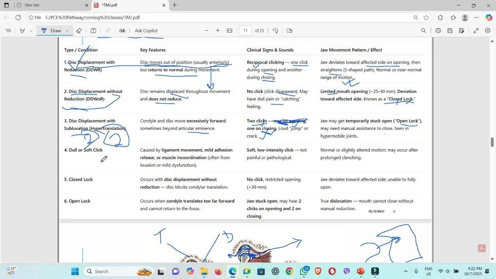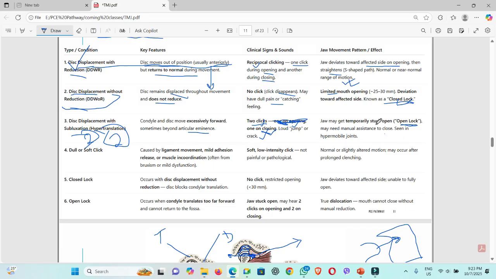Yes, Anshuman. Why open lock? Because we are hearing two clicks again, so it is getting back to its original position. Then why are we saying open lock? The jaw may get temporarily stuck open. If it remains stuck open, then we'll call it open lock. The mouth remains open. Here the mouth was remaining closed, that's why we were saying it as closed lock. Here the mouth is remaining open, that's why we're calling it open lock.